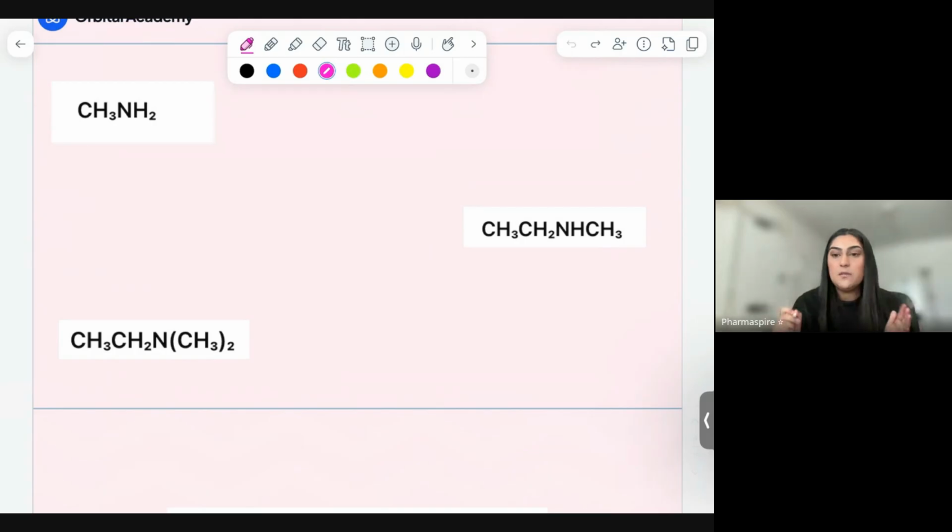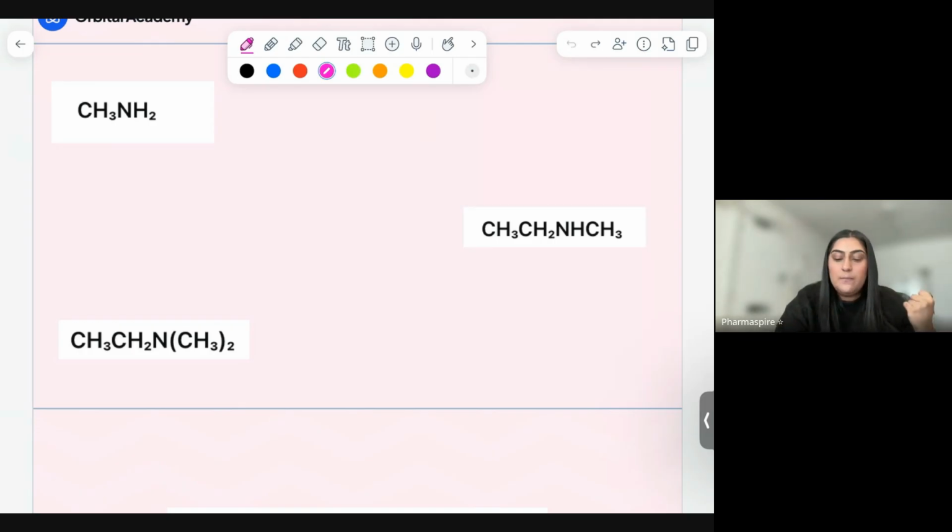There are 3 types of amines that you can get: primary, secondary, or tertiary. You need to know how to name them. With primary, I think everyone's okay with naming them. What they find difficult is dealing with the capital N. So when does it become N-substituted?